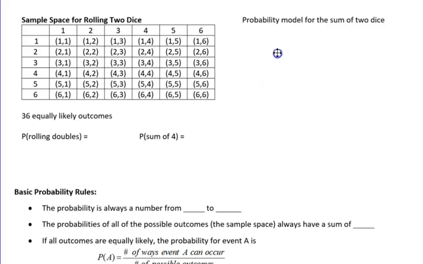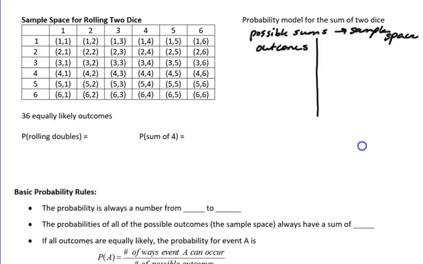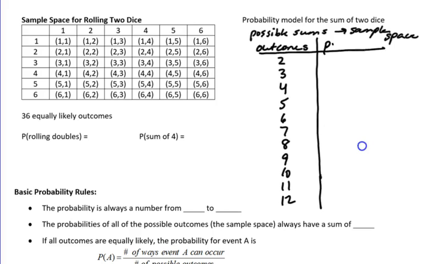Now, if I wanted to make a probability model for the sum of 2 dice, first I would list the possible sums. So the possible sums would be my sample space. So my sample space in this case would be the numbers 2 through 12, because those are the possible sums of rolling 2 dice. So if I list my outcomes, it would be 2, 3, 4, 5, 6, 7, 8, 9, 10, 11, and 12. Then if I list the probability of each outcome, then I would have what's called a probability model.